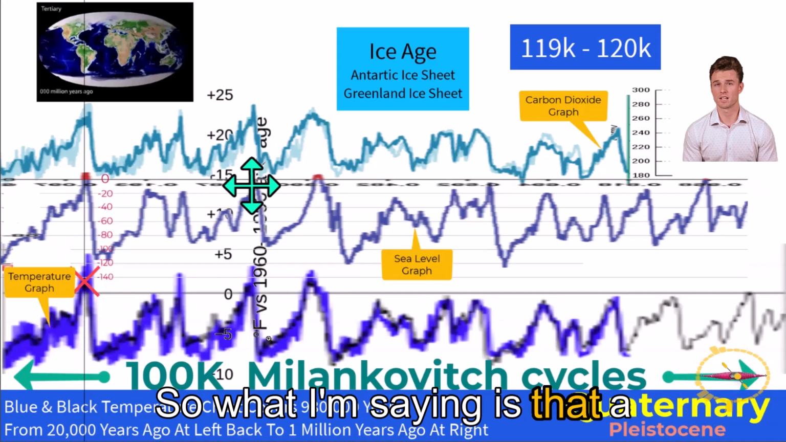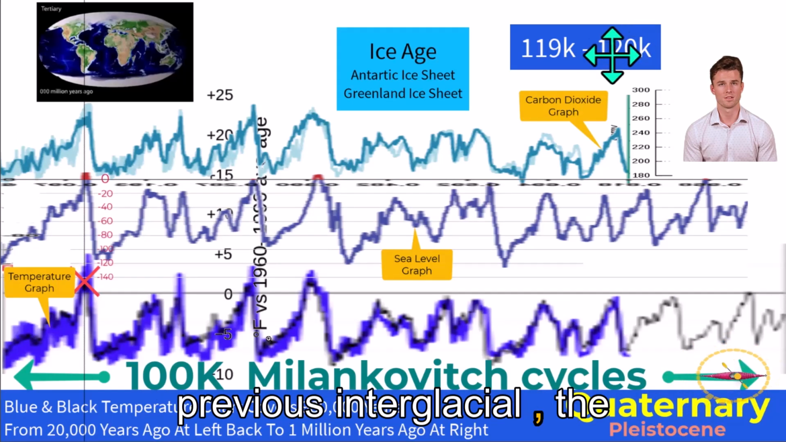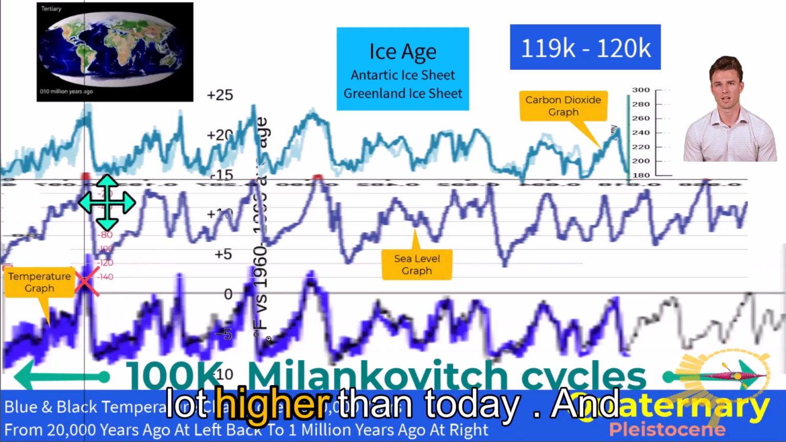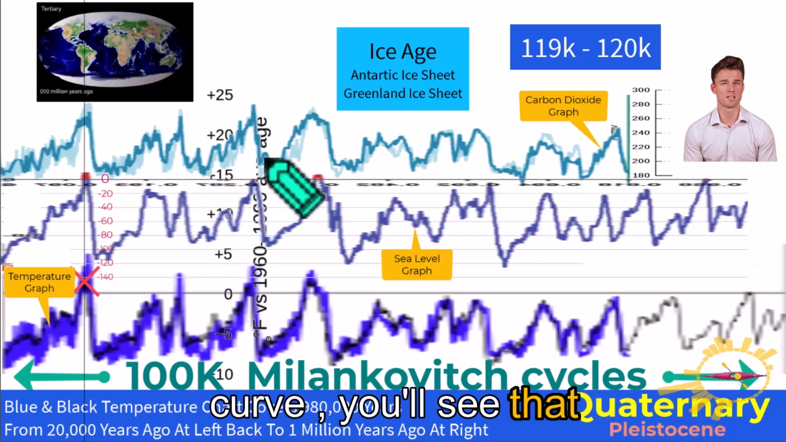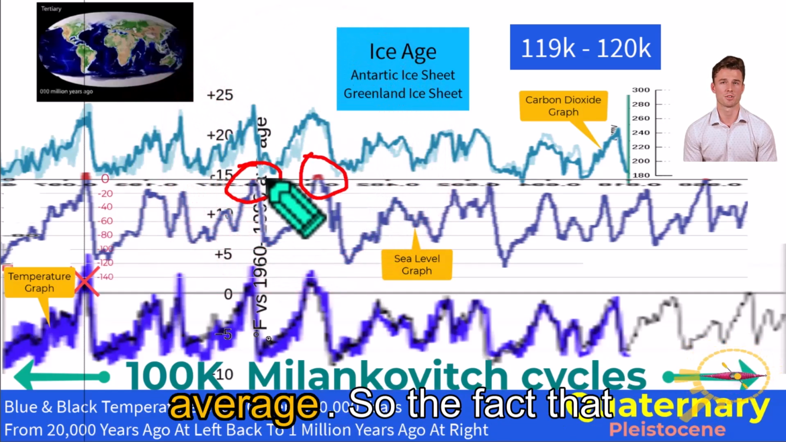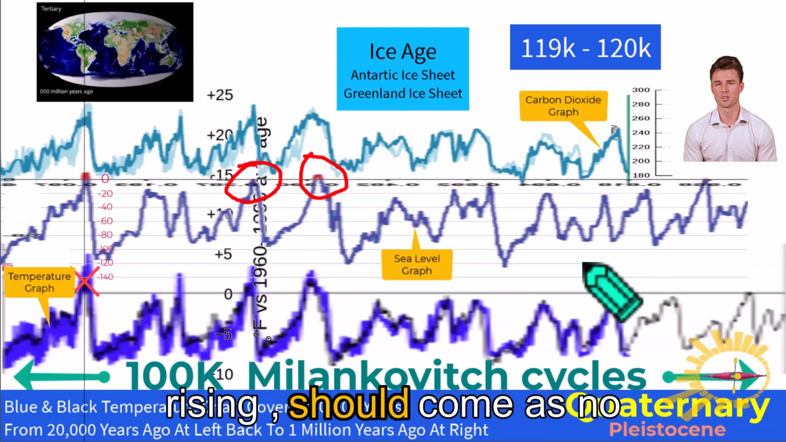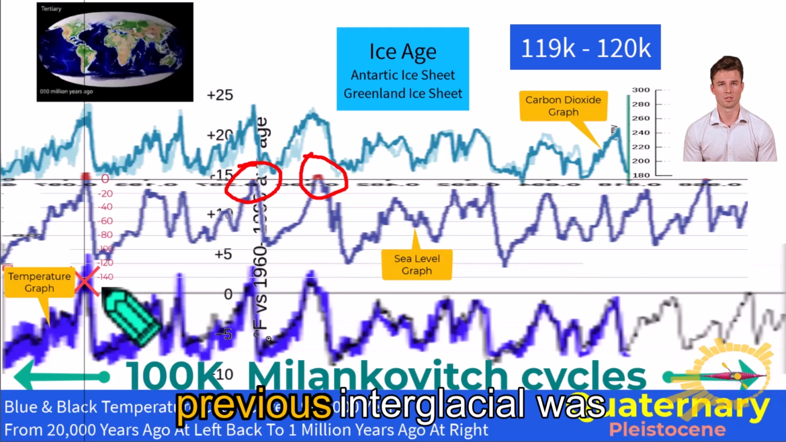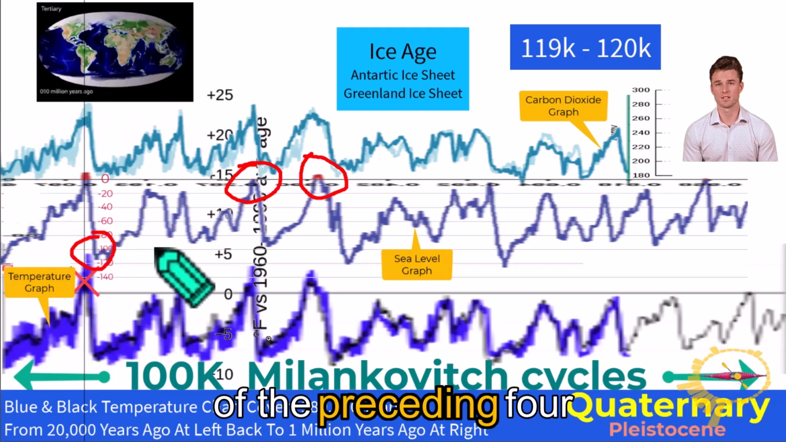So what I'm saying is that 120,000 years ago, during the previous interglacial, the Earth's temperature was a lot warmer than today, and the Earth's sea level was a lot higher than today. And if you examine the sea level curve, you'll see that during this interglacial sea level was higher than today's average. So the fact that sea level is currently slowly rising should come as no surprise. I'll also point out that not only during the previous interglacial was Earth's temperature high, it was high during every one of the preceding 4 interglacials.